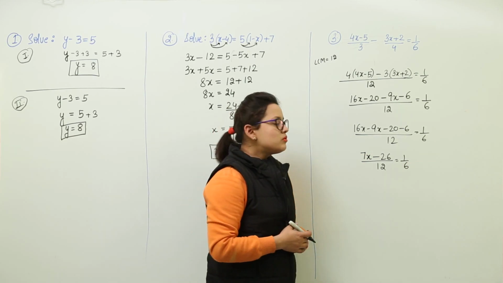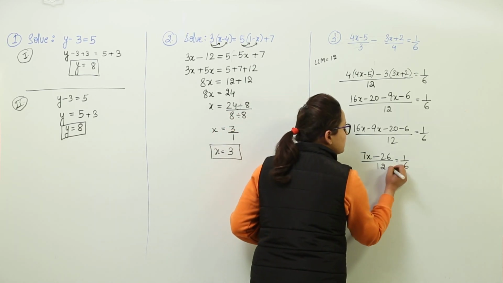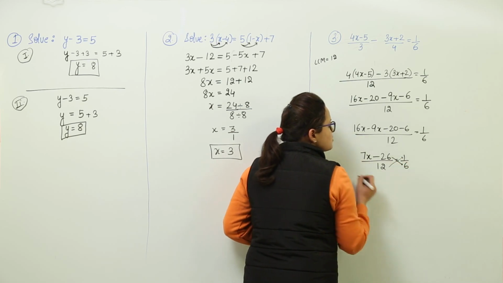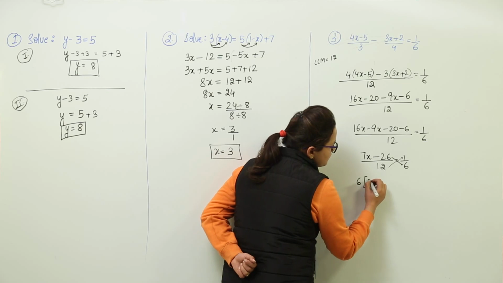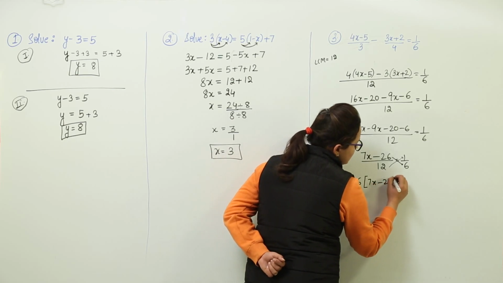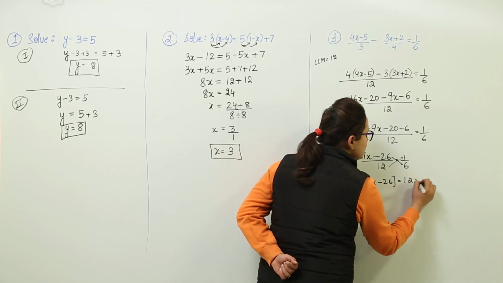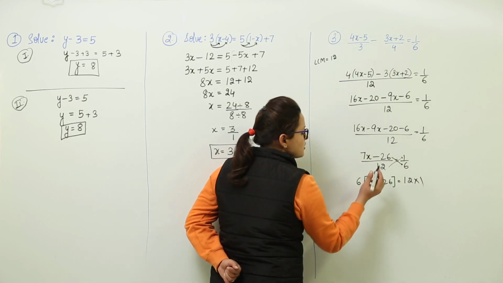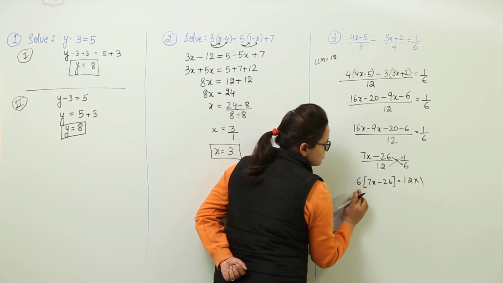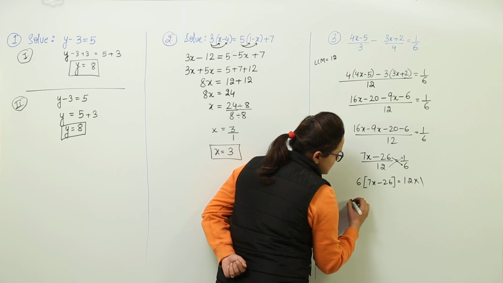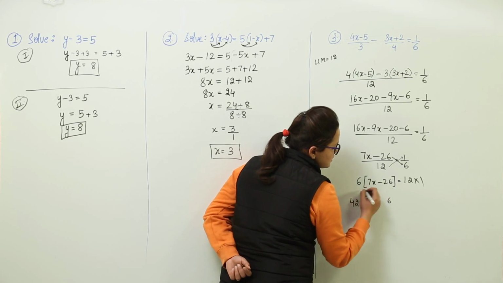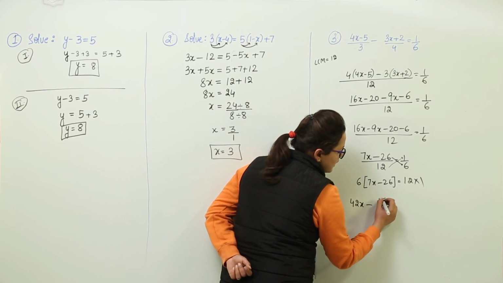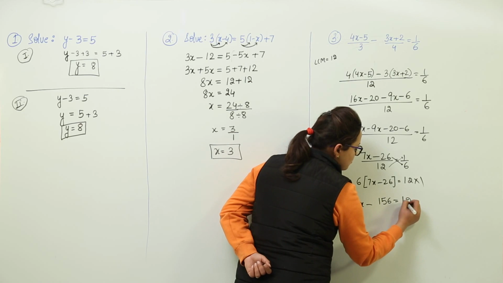So what can you do? You can now cross multiply, right? So when cross multiplying is done, you get 6 into 7x minus 26, and 12 into 1. So on cross multiplication we have got this. So again we have to open the brackets. 6 7s is 42x minus 6 into 26, 6 6s are 36 and 3, 6 2s are 12, 13, 14 and 15, is equal to 12.